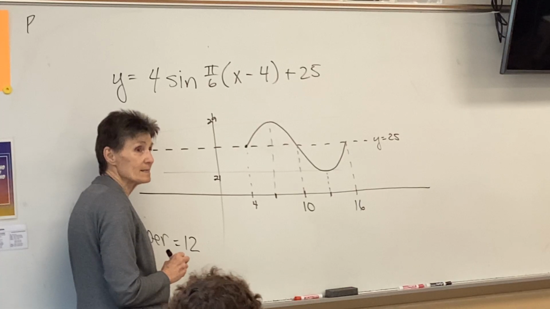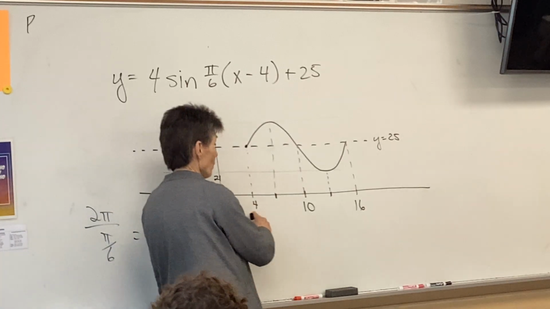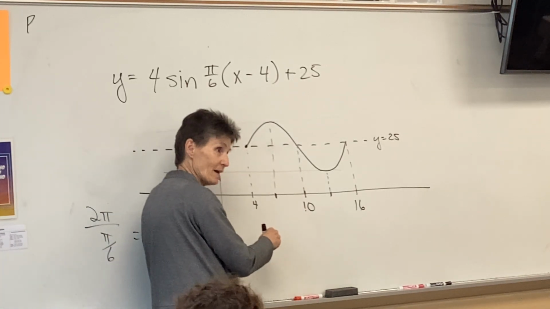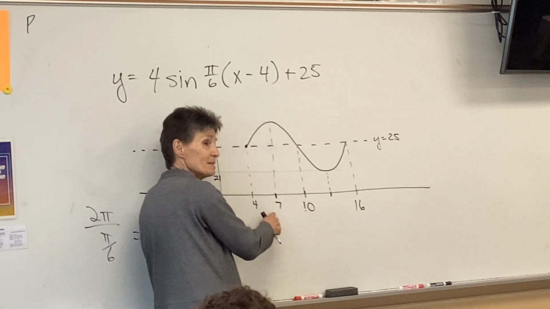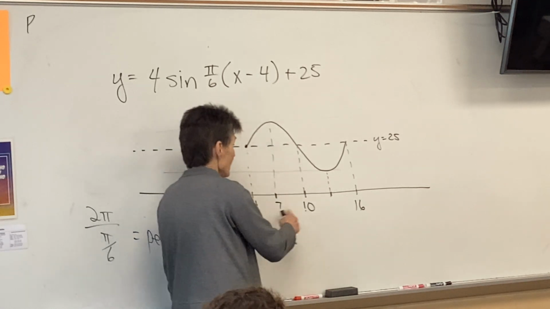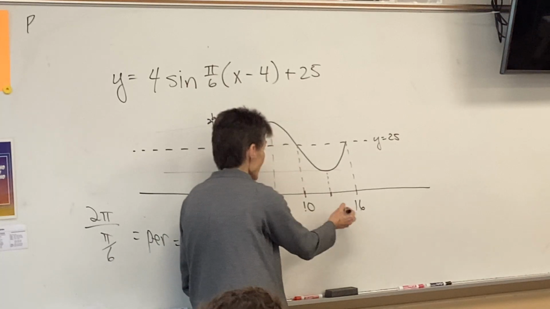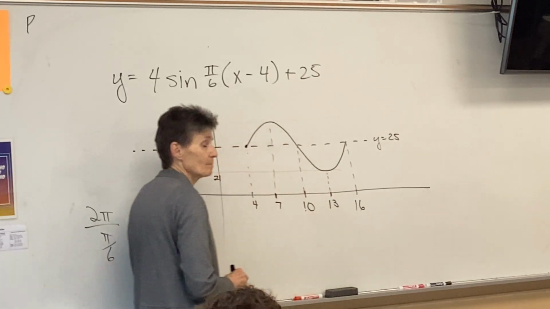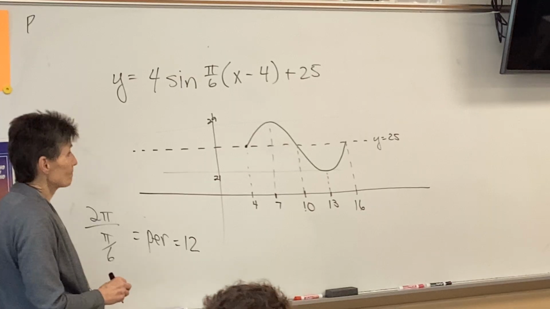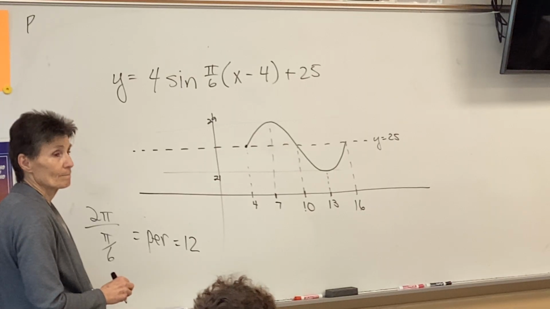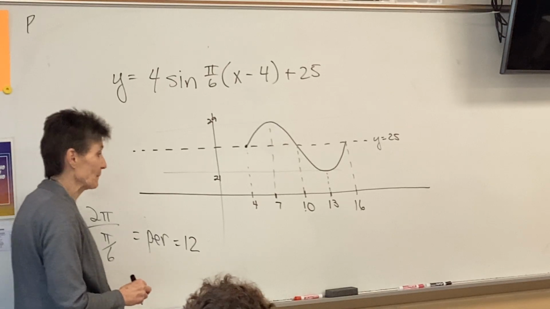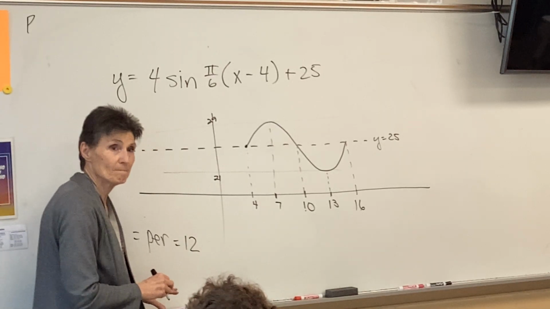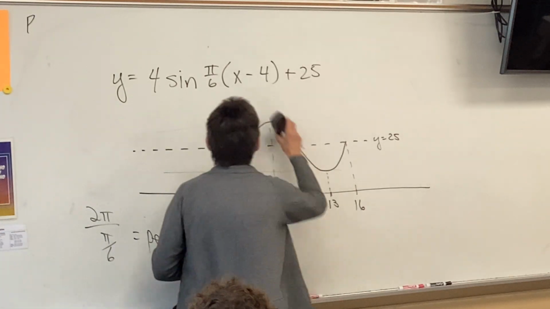He gave us a really easy problem. And 4 and 10, that middle value is 7. So your maximum is at 7. And your minimum is at 13. Beautiful. Everybody okay with that? All right, let's try one more.